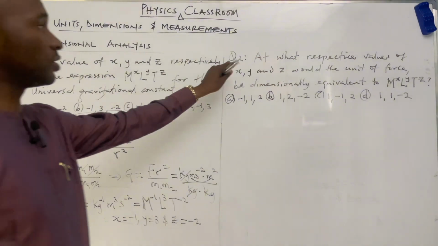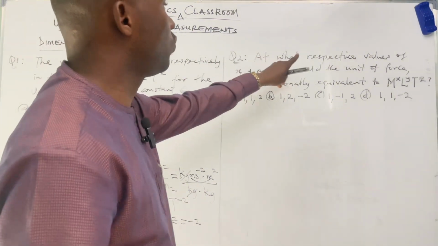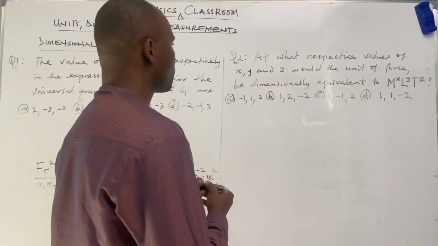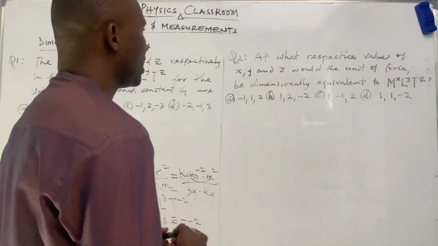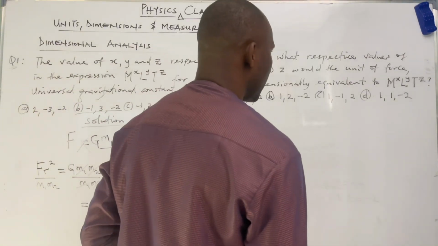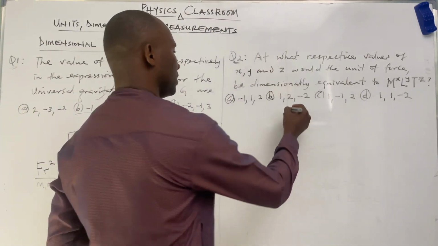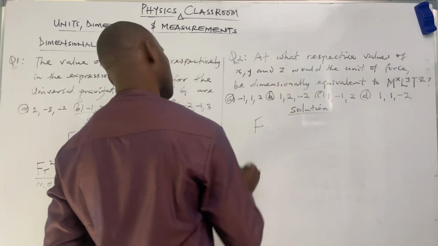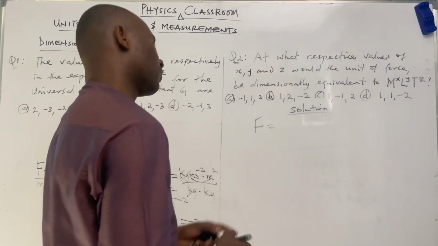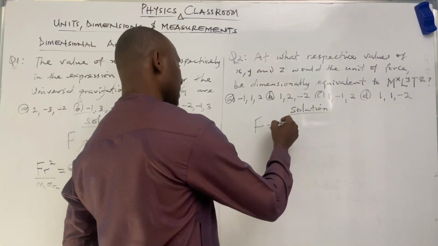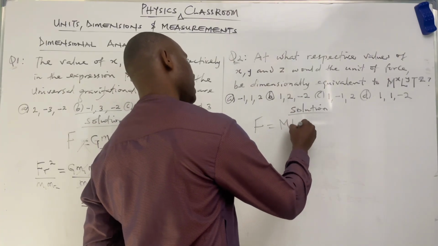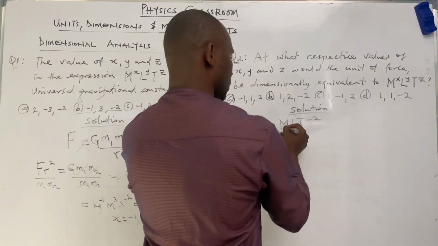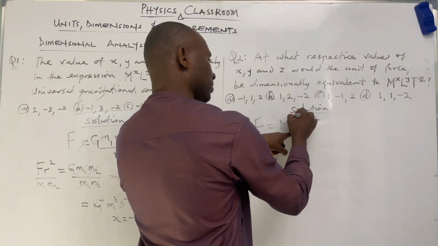Then we'll move to the next question, question 2, which says, at what respective values of x, y, and z would the unit of force be dimensionally equivalent to M^x L^y T^z? That one is also very easy to solve. We just recall that force is derived from the product of mass and acceleration, and the dimension as such becomes MLT^-2. We just compare with this. This M is raised to the power of 1. Likewise, the L raised to the power of 1 as well.